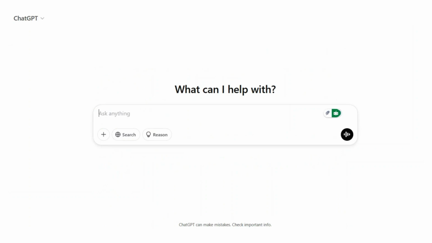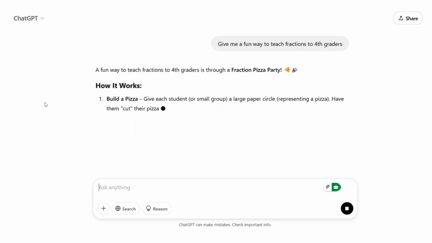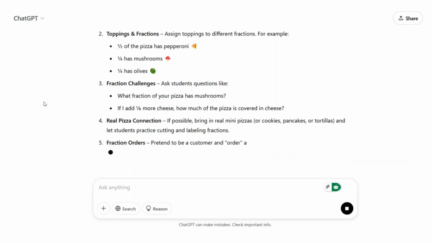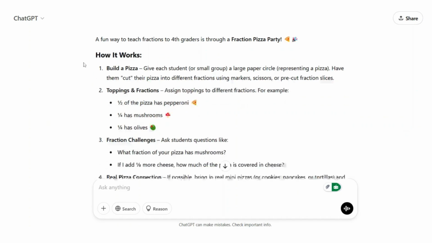Okay, I'm over on ChatGPT and I'm going to say, give me a fun way to teach fractions to fourth graders. Let's see what we get. Okay, this is what we have. A fun way to teach fractions to fourth graders is through a fraction pizza party. They tell us how it works.